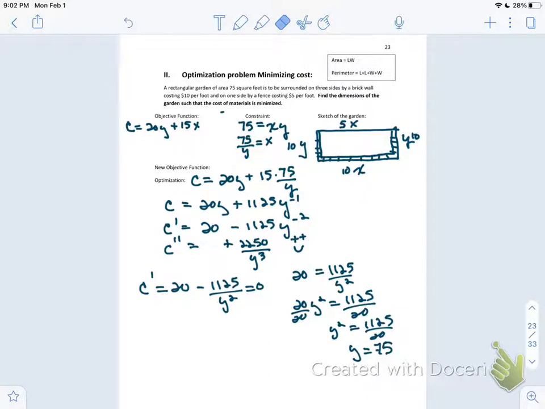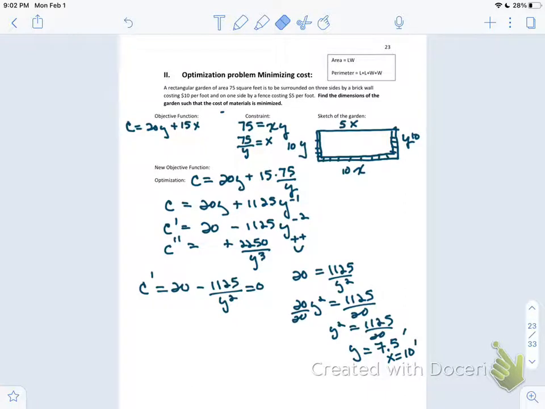Equal to 7.5. Go back again. So that's going to be 7.5. And what are my units? Feet. Okay, so if my y is 7.5 and 75 equals xy, then my x has to be 75 divided by 7.5, which makes x 10 feet.